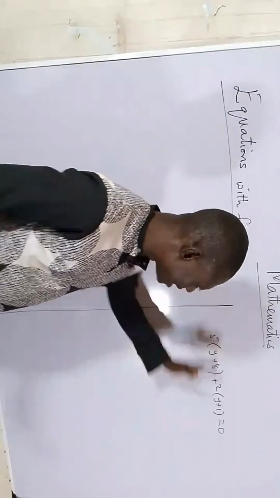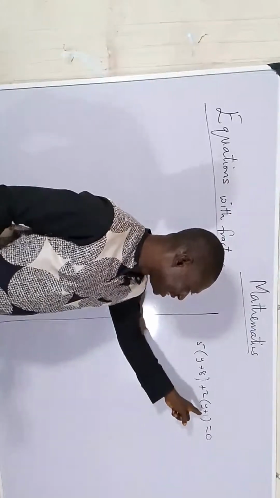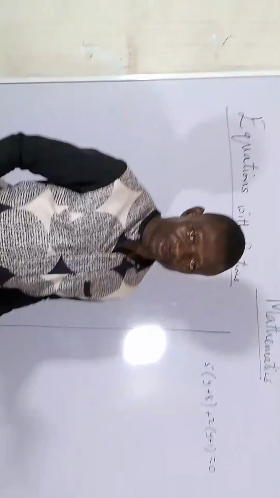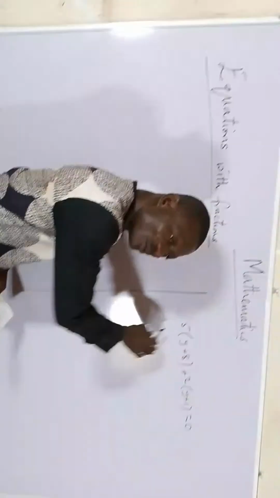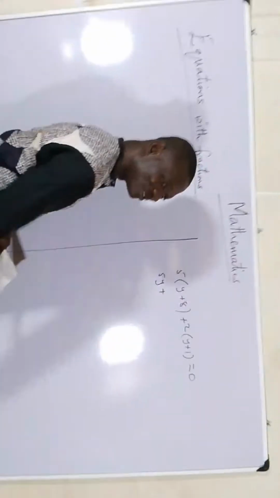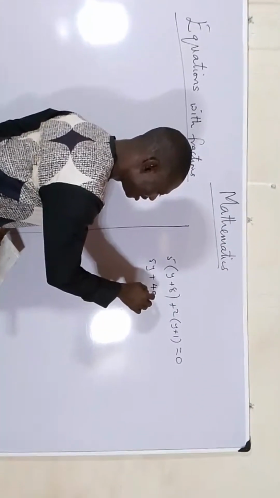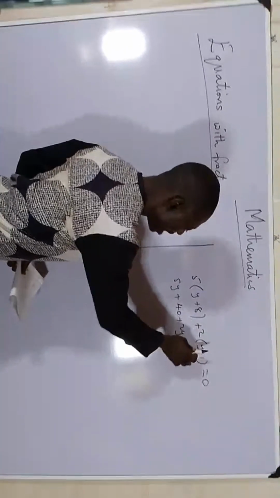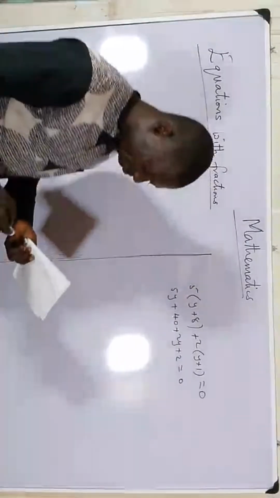Then when we open the brackets, we collect like terms and get the value of y that will make this mathematical statement true. All right, we open the brackets now. I have 5 times y is 5y. 8 times 5 or 5 times 8 is 40. 2 times y is 2y. 2 times 1 is 2, which is equal to 0.